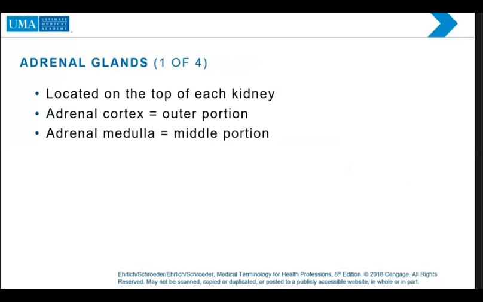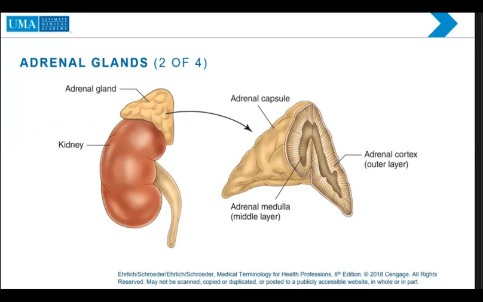We next have your adrenal glands, and they're located on the top of each kidney. The outer portion is known as the adrenal cortex. The inner portion is known as the adrenal medulla. You see on this diagram how the adrenal gland sits on top of the kidneys. You also see the middle layer known as the adrenal medulla, and then the outer layer known as the adrenal cortex.